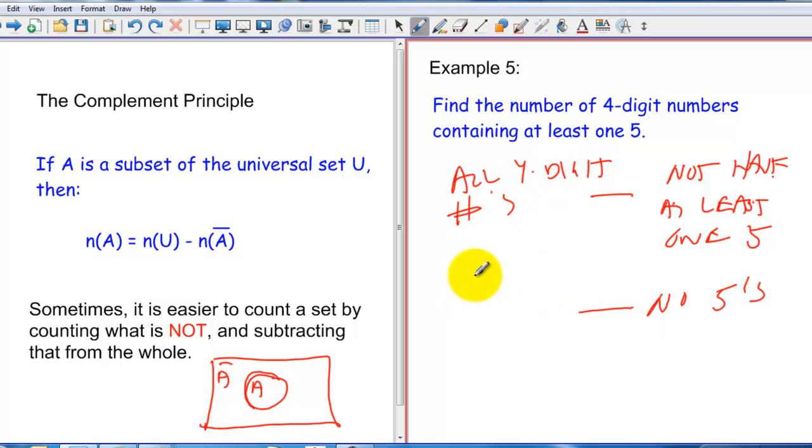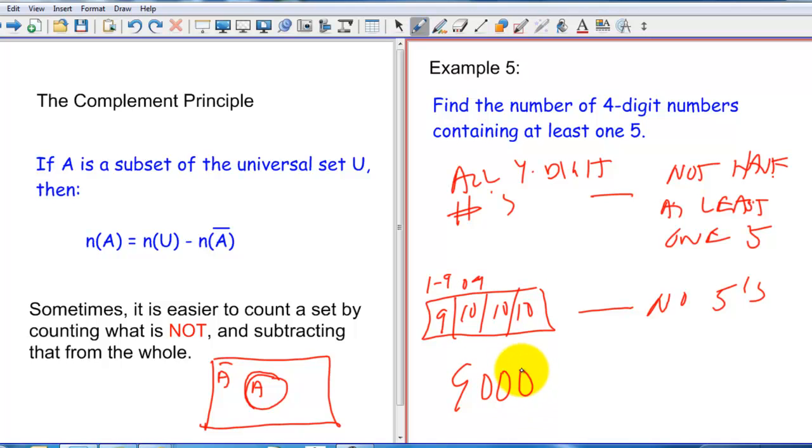And all the 4-digit numbers, to do a 4-digit number, you got to make sure you don't start with a 0. So you only have the choice of 1 through 9 here, so that's 9 choices. But then we can pick 0 through 9, so we got 10 choices for each of these. So you got 9,000 4-digit numbers.